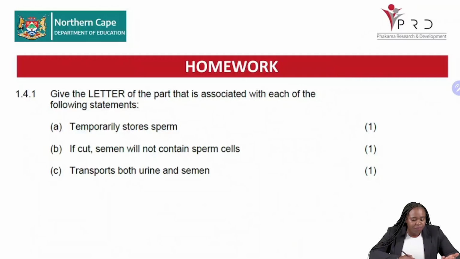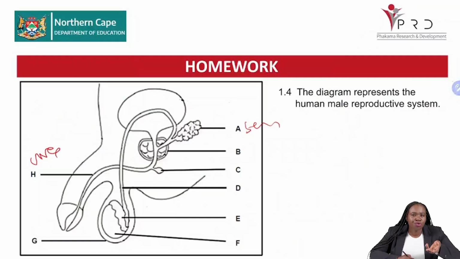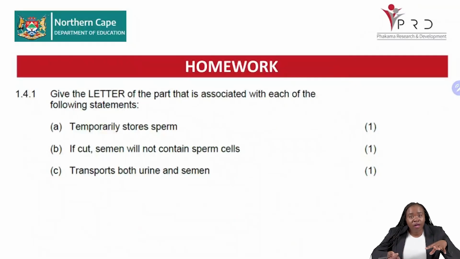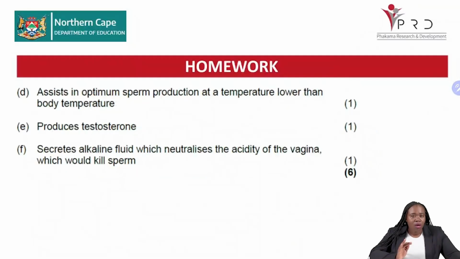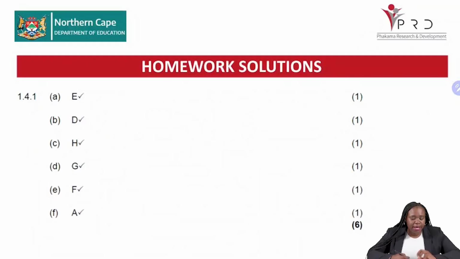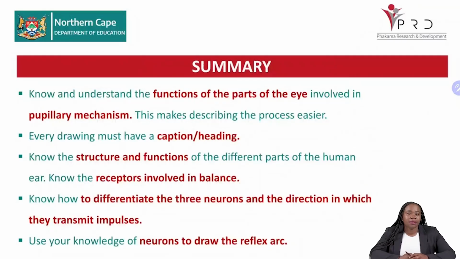Now, in 1.4 here, we have questions where you just have to give the letter, not even the name. If it says temporarily stores sperm, and you know all these labels but not their functions, you will not be able to say that part C is the one that temporarily stores sperm. So know the labels and know the functions of the different parts. You have 6 marks, where you just give the letters. In the next exam, it might say give the letter and the name. So you are going to go through that, and the answers will be discussed in the next lesson.